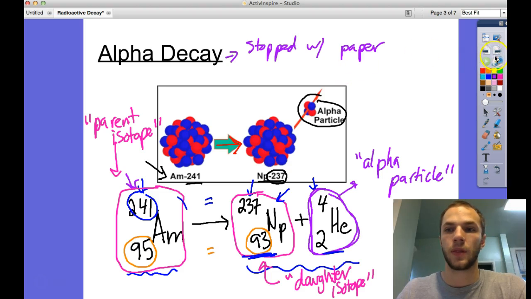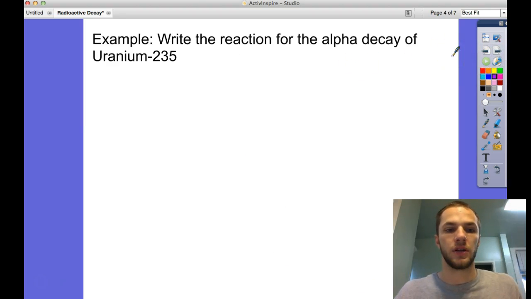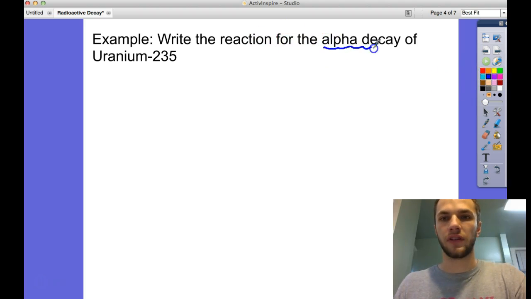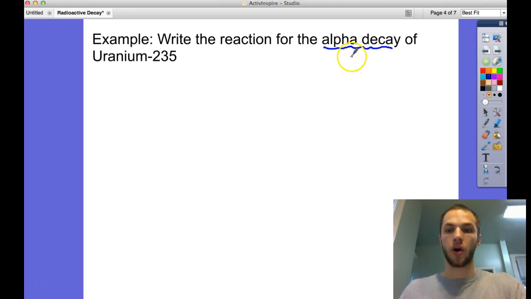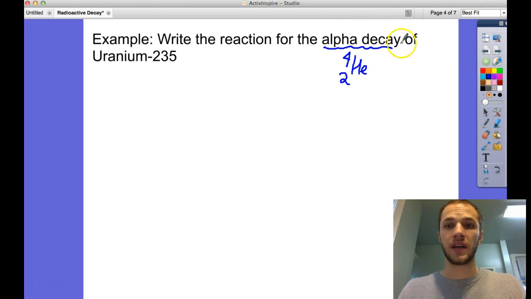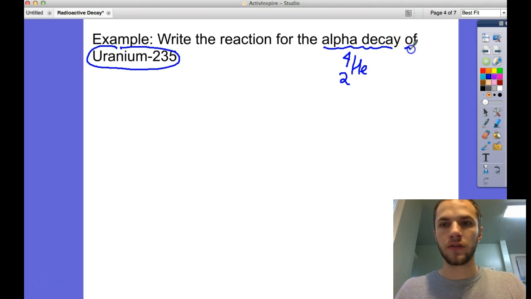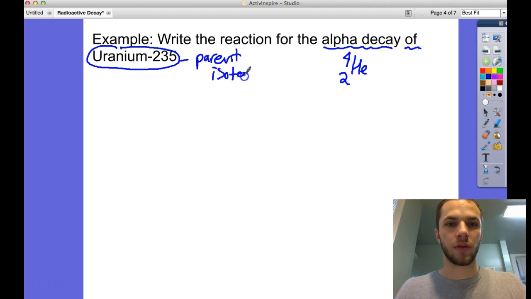So here's the type of example problem you need to do. Write the reaction for the alpha decay of uranium-235. The first thing I notice in this problem is that it says alpha decay. So that keys me into what the particle that's going to be released is. I know that an alpha particle is 4He2. It's an atom of helium. And I'm writing the reaction for the alpha decay of uranium-235. So that keyword "of" tells me that this is going to be the parent isotope. This is what I'm going to start with.